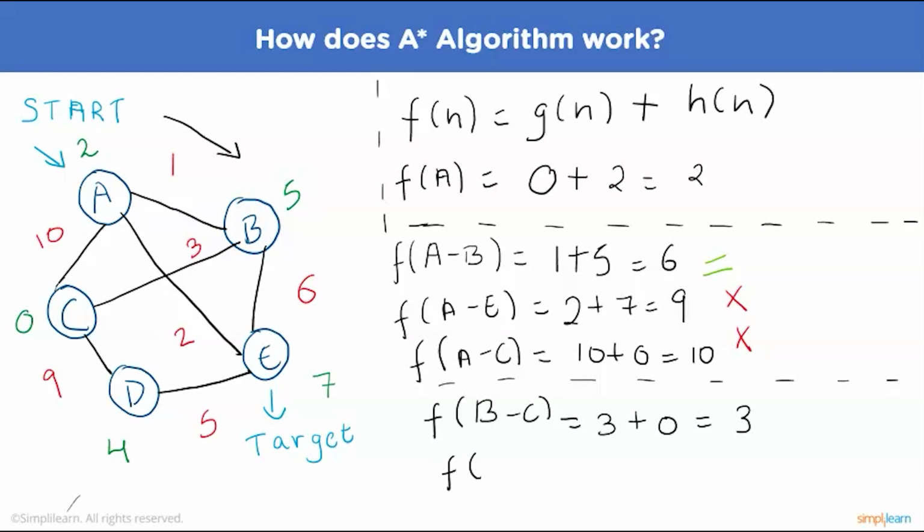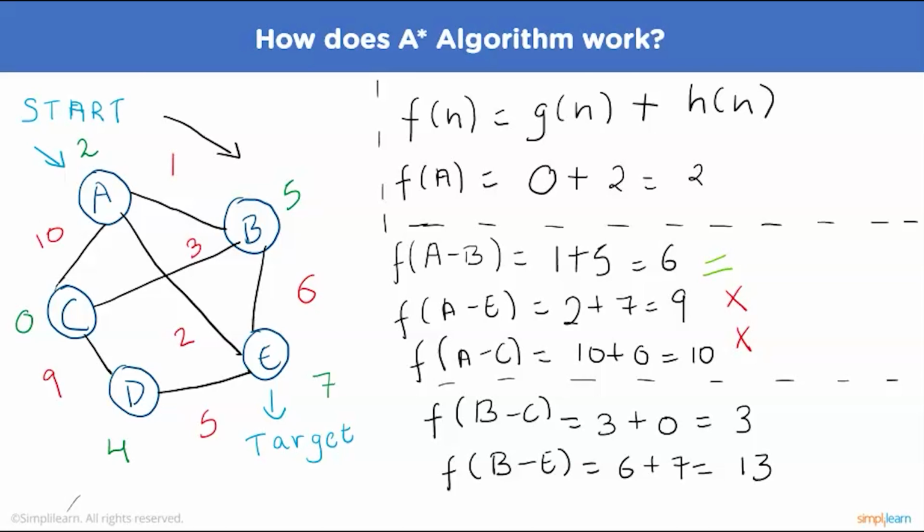Next, let's calculate the cost of B to E. Now this is going to be again nothing but the path value, in this case 6, plus heuristic value, in this case of E, which is 7, which is nothing but 13.